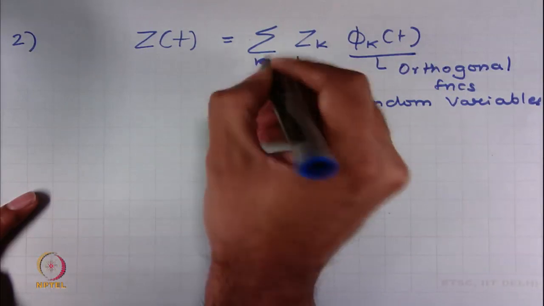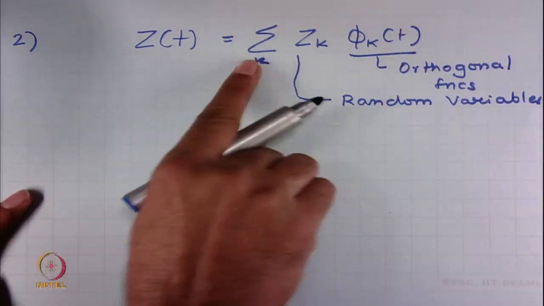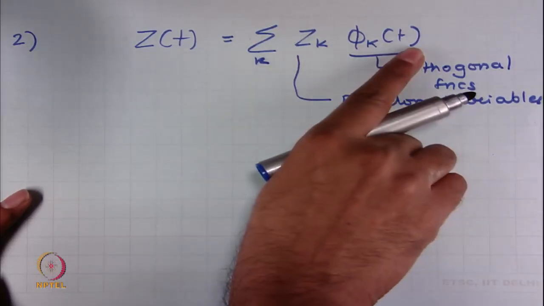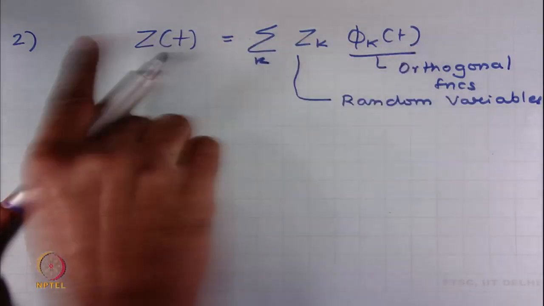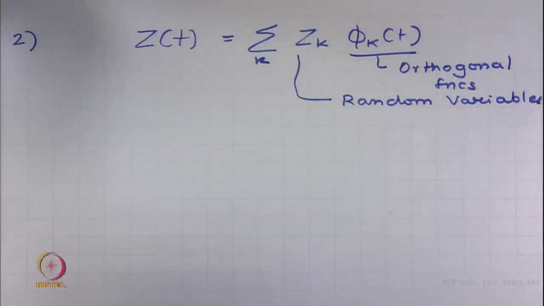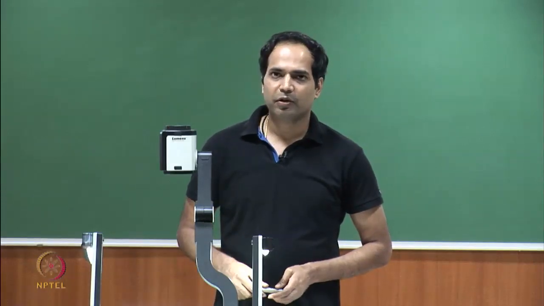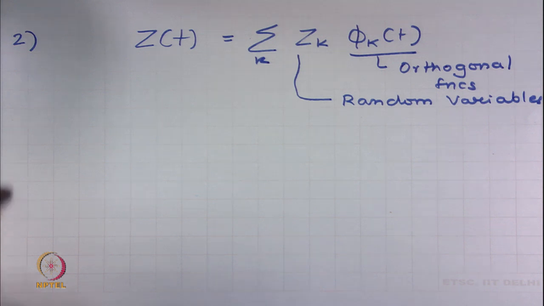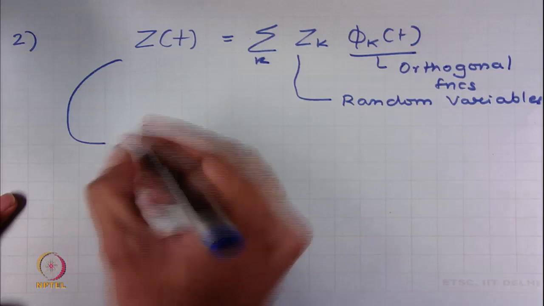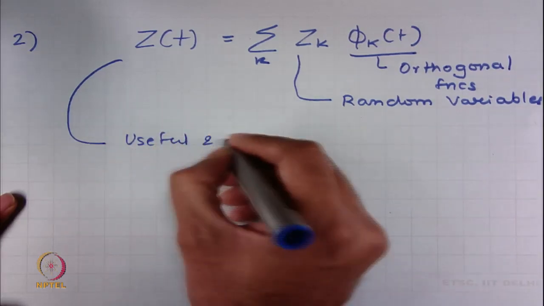And you have to do the summation for all k's. So, I can think about a random process as a sum of random variables times orthogonal functions. This is a very important concept, and this is also known as a signal space, in which you are trying to think about a random process in terms of orthogonal functions.